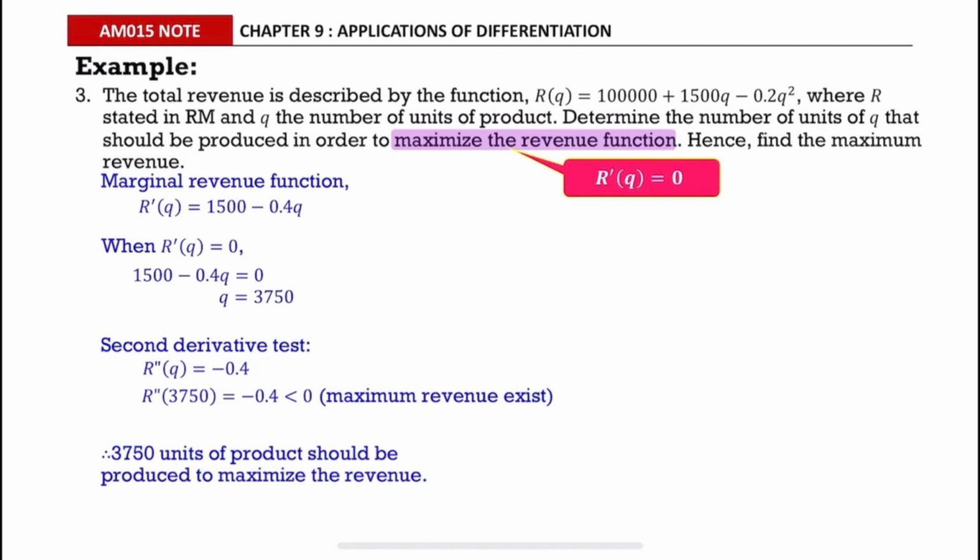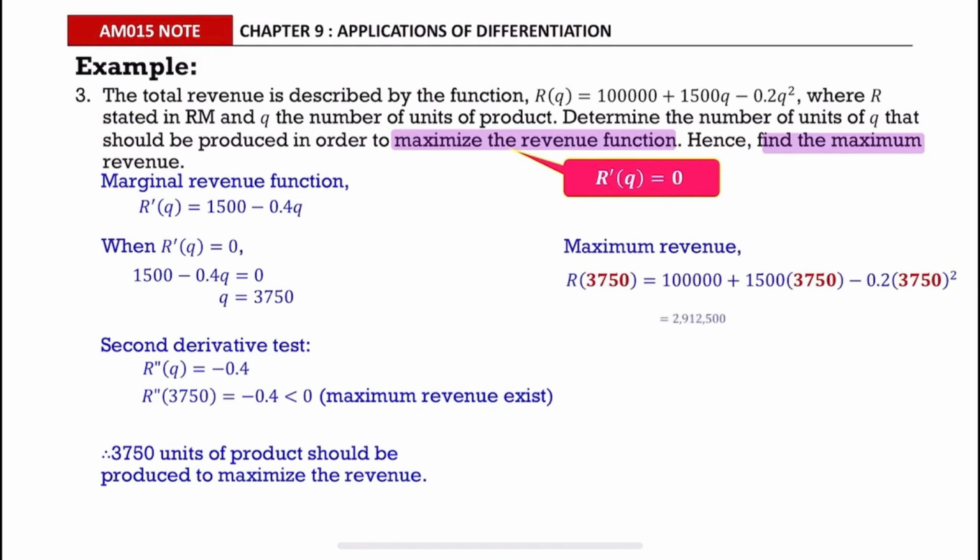Now, find the maximum revenue by substituting 3,750 into the revenue function. So, the maximum revenue is 2,912,500.